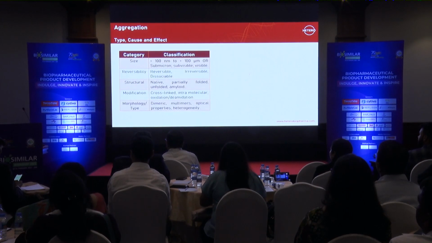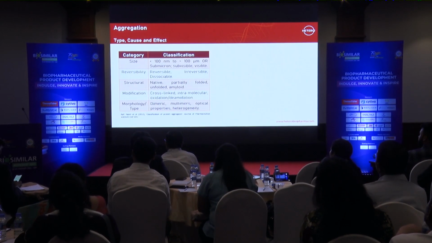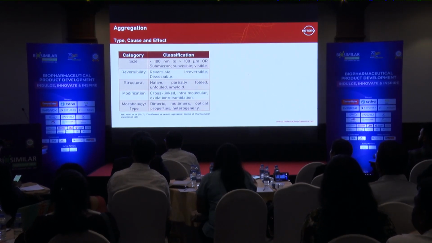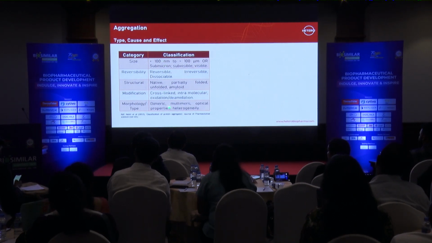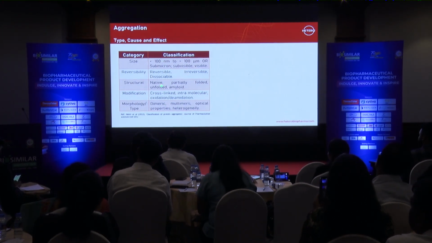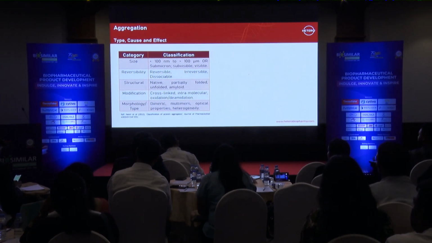So what I have tried to do is explain how we can categorize an aggregate. Aggregates can be categorized into different classes. You can categorize the aggregate as per their size, the nature of the aggregate, its reversibility, its structure, how it was formed, its morphology. So a particular aggregate can be categorized into all of these. You can have an 80 nanometer aggregate which is multimeric in nature, which was formed because of structural disintegrity, but it is also reversible in nature. So depending on how you categorize your aggregates, you will define how you want to characterize those aggregates and how you want to use them in your product development.